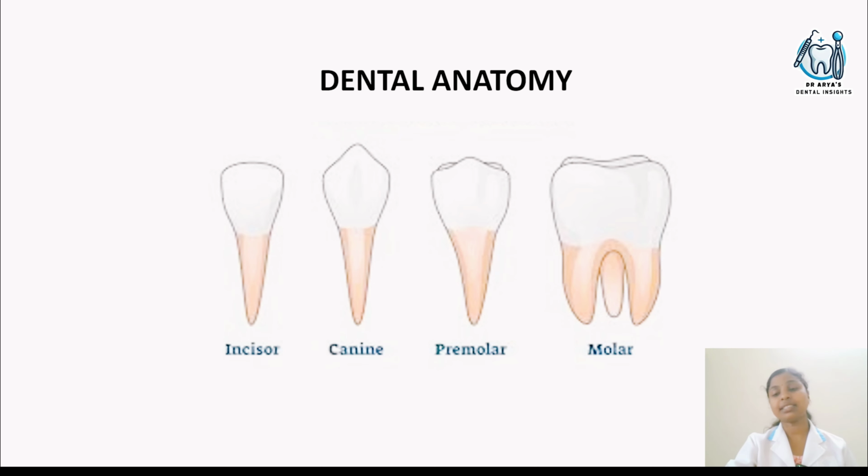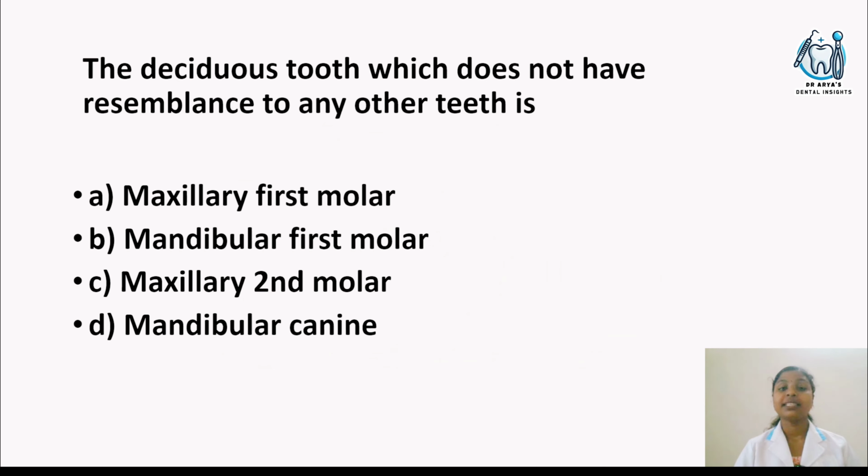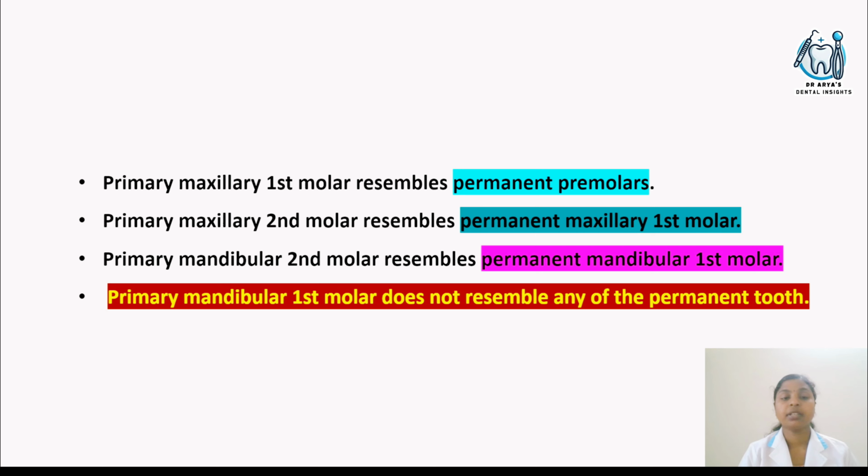Today we will discuss some important questions and answer discussion on dental anatomy. So let's begin. First question: the deciduous tooth which does not have any resemblance to other teeth. Is it maxillary first molar, mandibular first molar, maxillary second molar, or mandibular canine? So let's go to the discussion part.